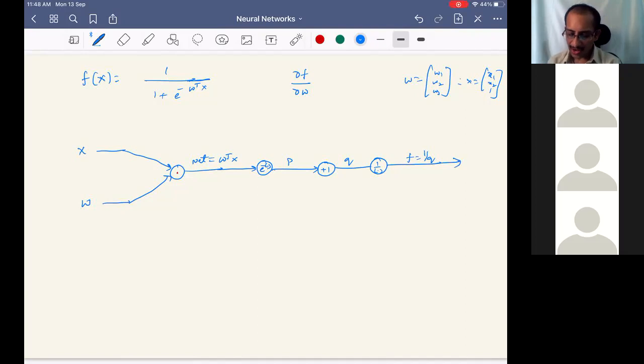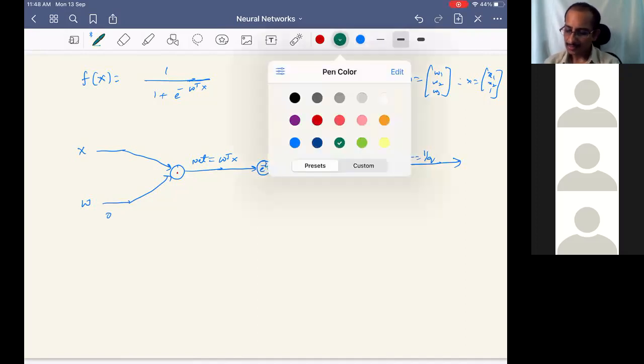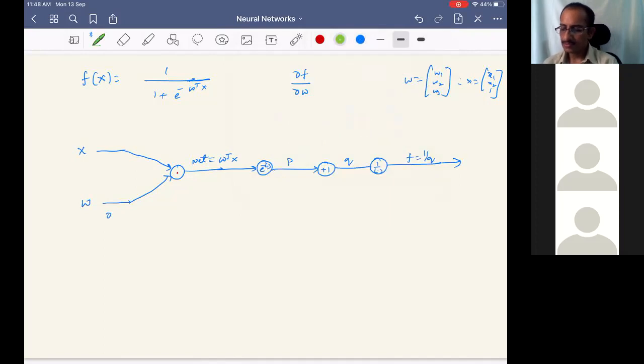Now, quickly, we want to write dou F by dou W. Please note, what is the dimension of W here? It is D cross 1, and X is also D cross 1. So W and X are of the same dimension.